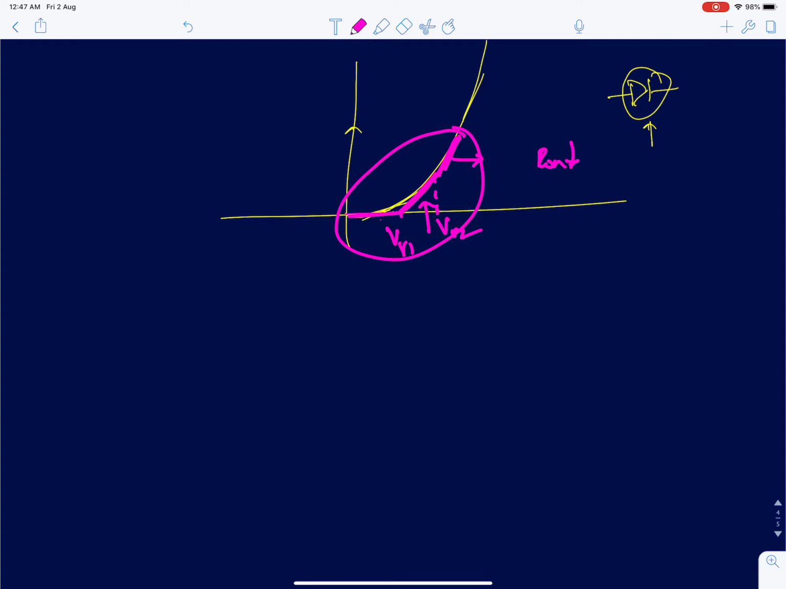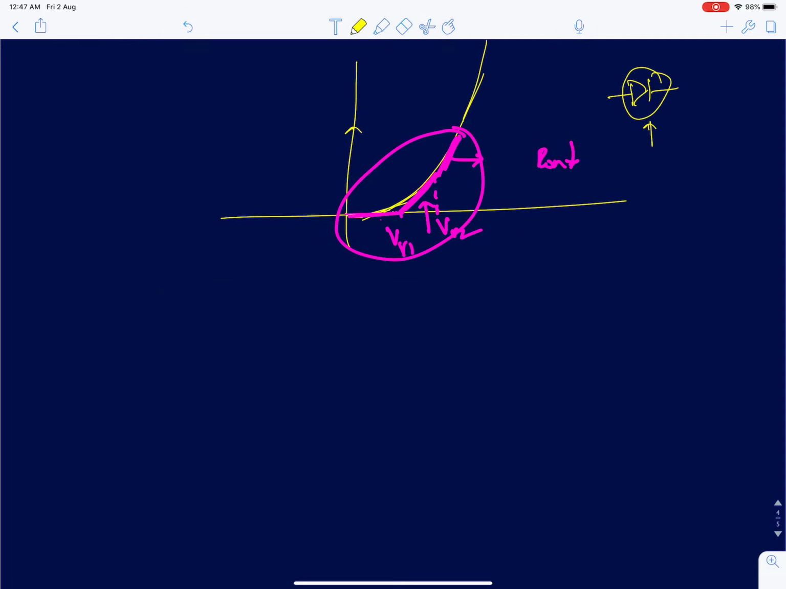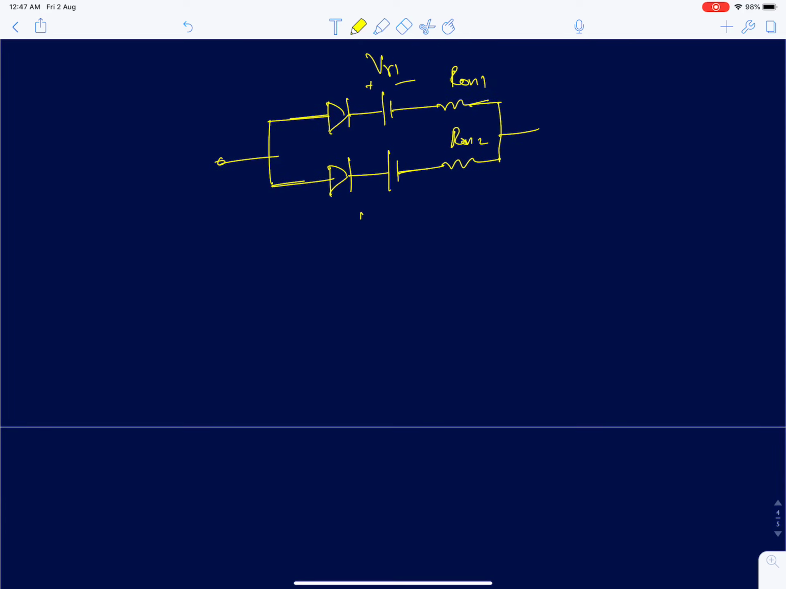Then how do we model it is by using an approximation like this. So first I'll consider an ideal diode with a value of V gamma 1, Ron 1, and I'll put another diode model, Ron 2. So essentially what I'm doing here is adding two diode models.